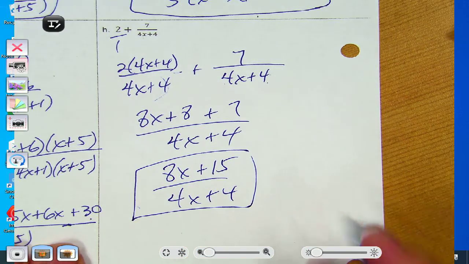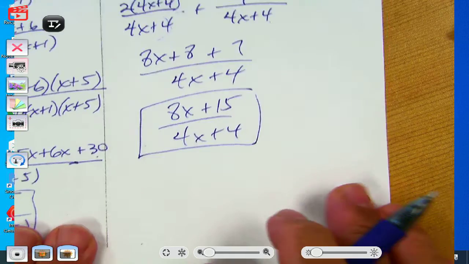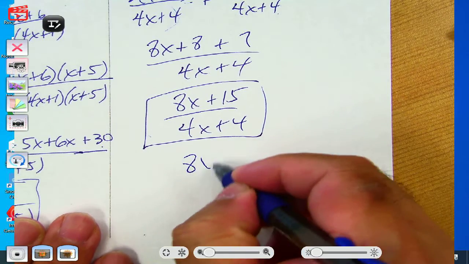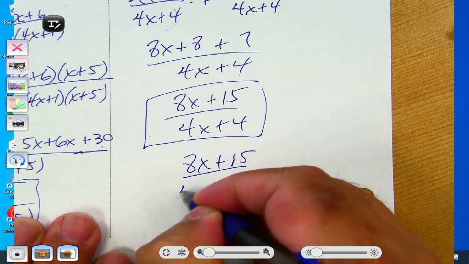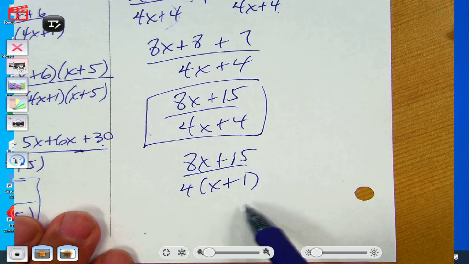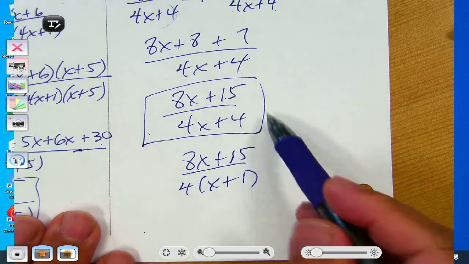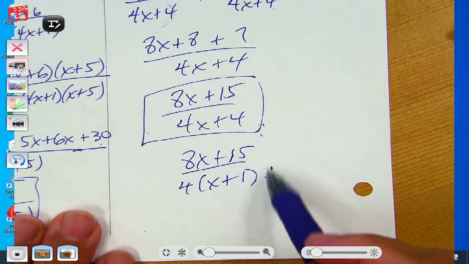Final answer? But what if you factored the 4x plus 4 to begin with? If you factored 4x plus 4 to begin with, then you'd have something like this. 4 times x plus 1. Is this an acceptable answer? Yes, that's an acceptable answer. Same thing. I'll take either answer for this.